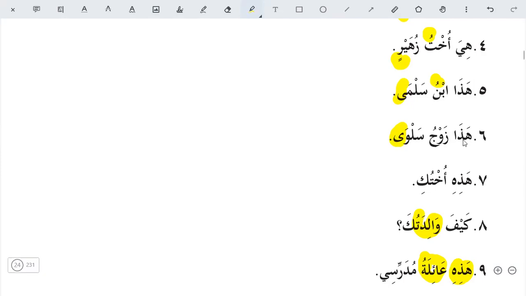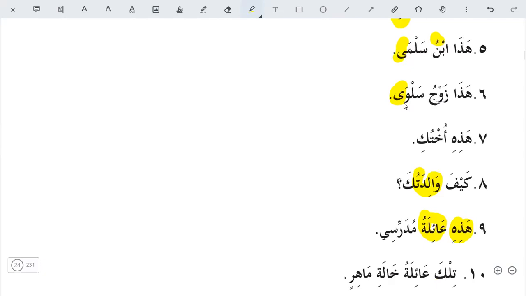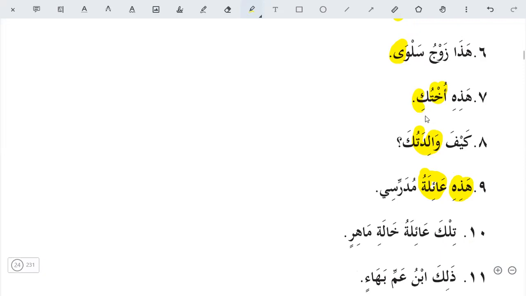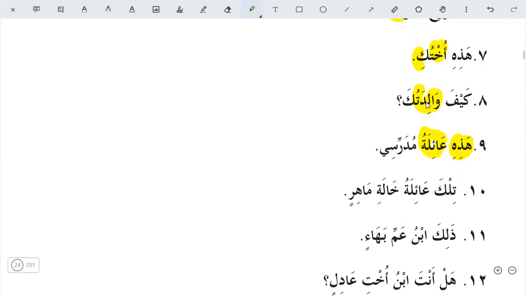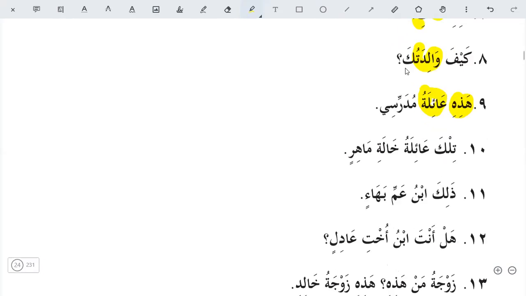Hadha zawju Salwa. This is husband of Salwa. So zawju is mudaf, Salwa is mudaf ilayh. Ukhtuki. Ukhtu is mudaf and ki is mudaf ilayh. Her sister. Now it is an attached pronoun. Ki is an attached pronoun for second person feminine singular. Hadhihi ukhtuki. This is your sister. Kayfa walidatuki. Walidatu, mother. Walidatuka. Walidatu is mudaf and ka is mudaf ilayh. Kayfa walidatuka. How is your mother?